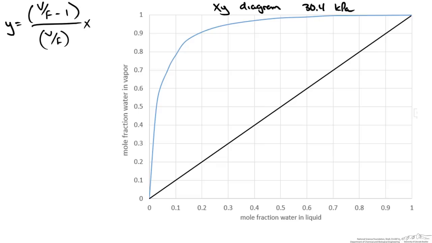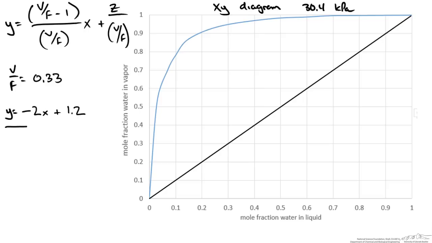This is multiplied by the mole fraction in the liquid phase. This is plus the mole fraction in our feed over this fraction. So since we're given V over F in the problem statement as 33%, we get the following equation for our operating line for this system. So again, this is for water, and I get this value because we know that Z of the water is 0.4. So to draw this on our XY diagram, we go to the composition of our feed, which is at 0.4 for water, and then we draw this line.